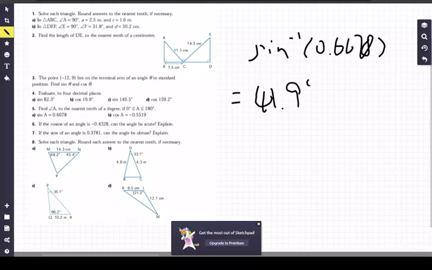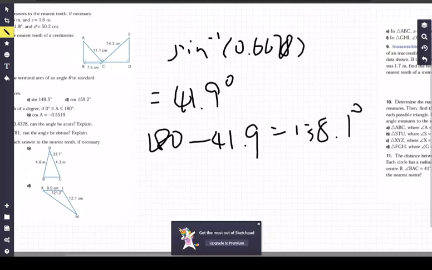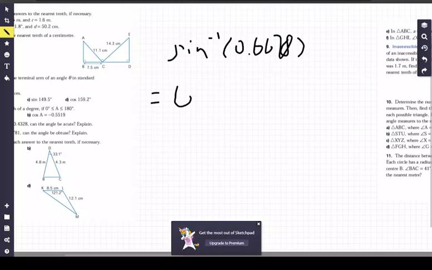I'm going to do 41.9 degrees. So we're going to find the other one. So use the related angles: 138.1. So these are the two angles. And then for B, just do the cosine on your own. Pretty simple.